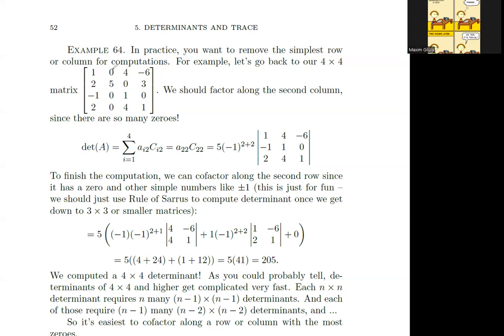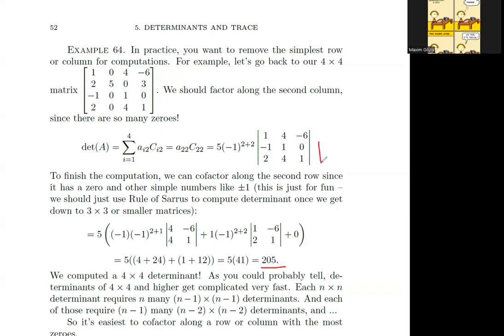So we have 0 times something, and then we have plus 5 times something. That's the A22C22 part. A12 is 0, A32 is 0, and A42 is 0, so those go away. That's why they don't appear in the sum. And all we're left with is A22C22. So this determinant of this 4 by 4 matrix is basically just the determinant of a 3 by 3 matrix. And if you do all this computation, you get 205.